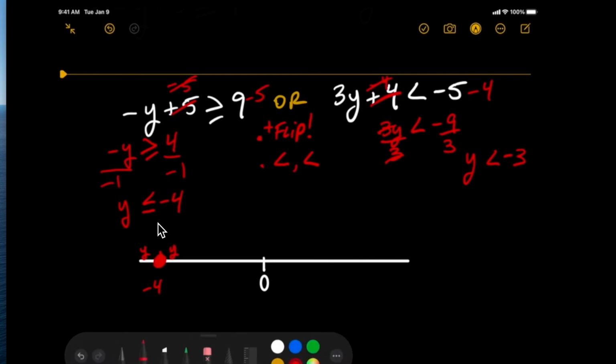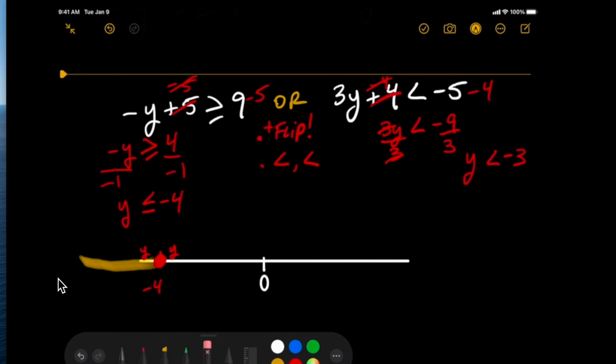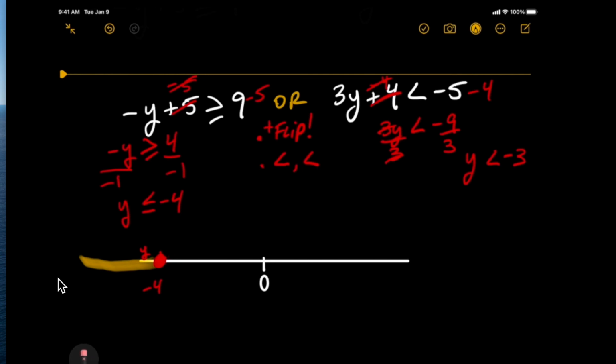We are then going to ask ourselves, which of these miniature y's fits this description? We're looking for the region where y is less than -4. Which of these miniature y's are less than -4? It's going to be this way, like that. We're going to discard the other y.